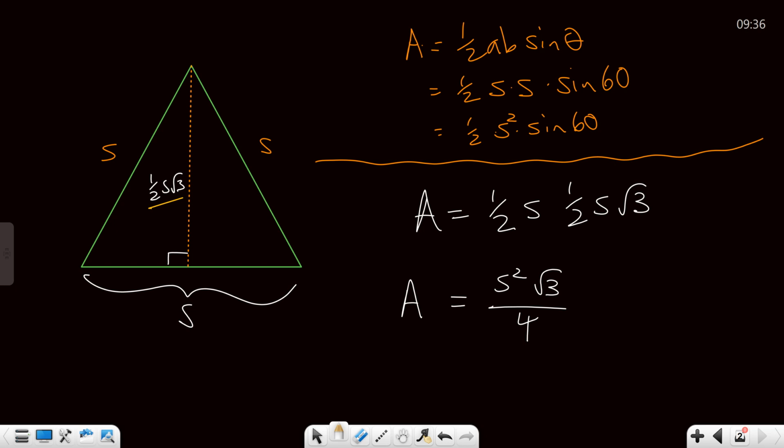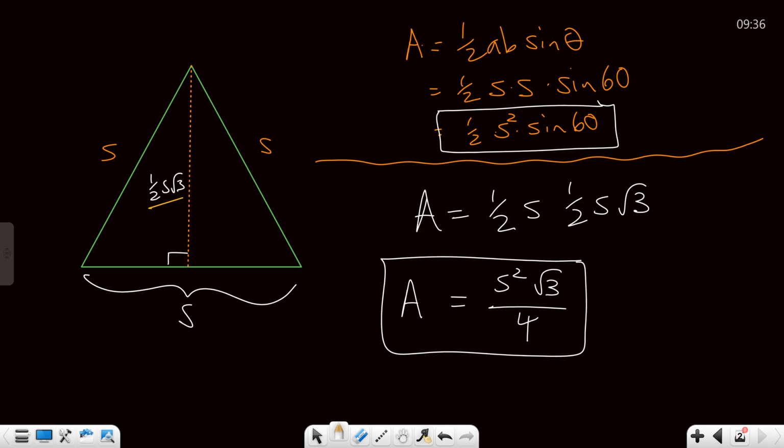It's been a while since we've done trig. It's been a while since we've done 30, 60, 90 triangles. Notice that this equation and this equation are identical. How do I know that? Because you'll recall, or maybe you don't, but we figured out what the sine of 60 was by drawing triangles. The sine of 60 is the square root of 3 over 2. So if I plug the square root of 3 over 2 in here for sine of 60, I would get the same formula.